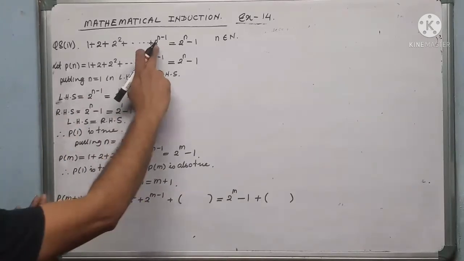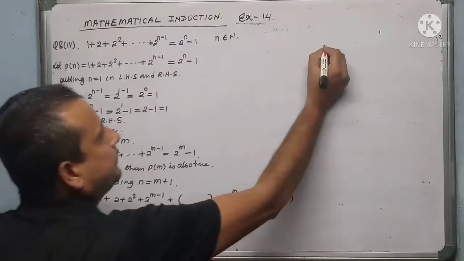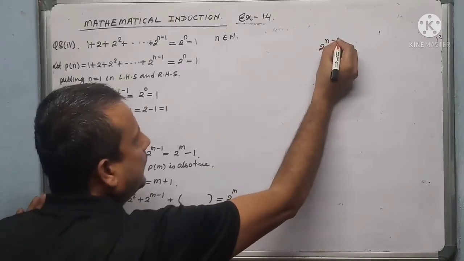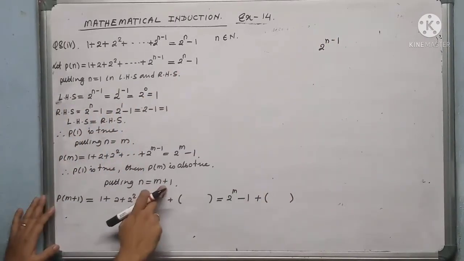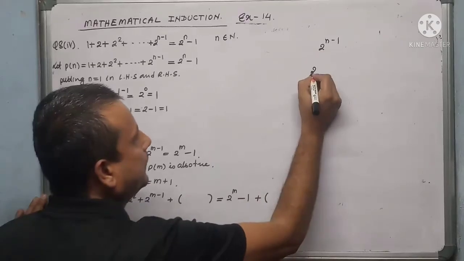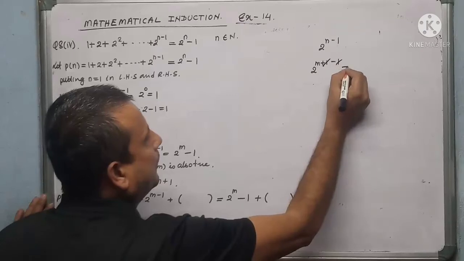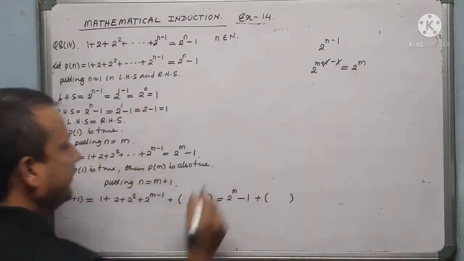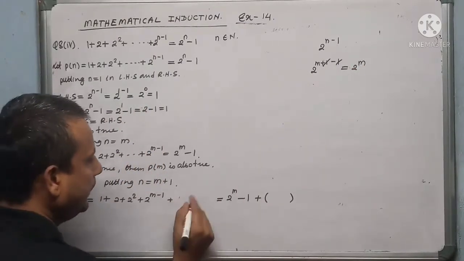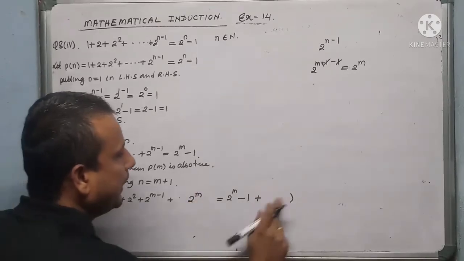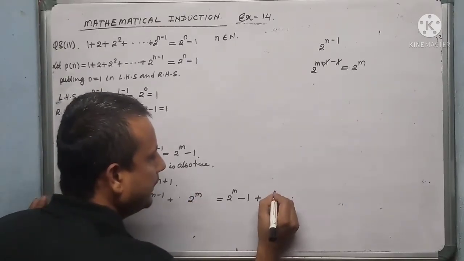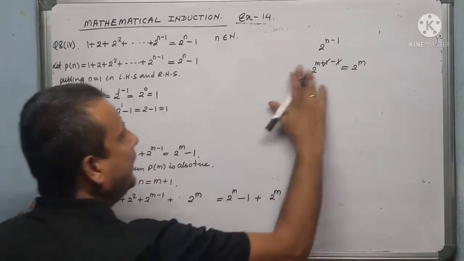Now say, the left hand side is 2 to the power n minus 1. Now if I substitute n is equal to m plus 1, what will I get over here? m plus 1 minus 1. What I am getting is 2 to the power m. In this blank space we can write 2 to the power m. That means adding 2 to the power m on both the sides.